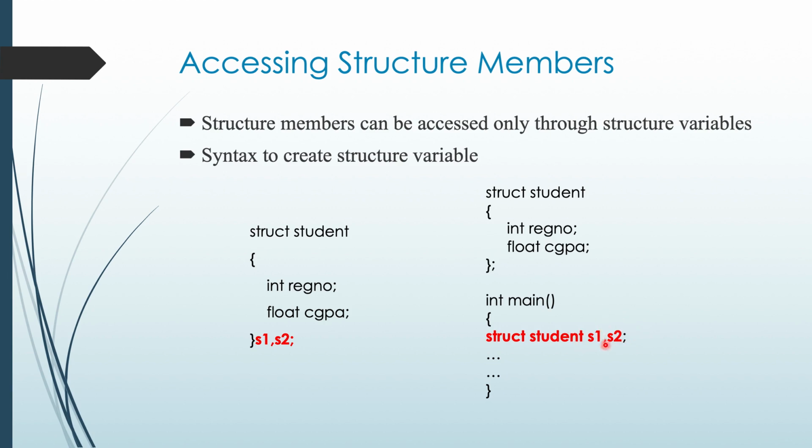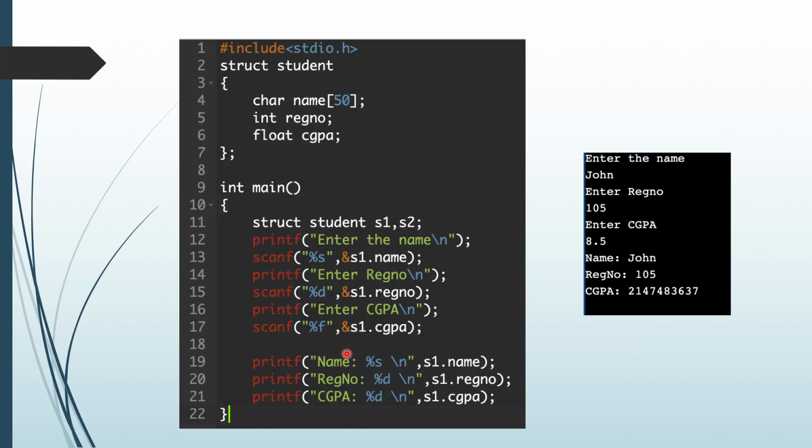Only through these variables can I access the members of the structure. So S1 is a structure variable. Through S1 I can access ration number, CGPA. Through S2 I can access ration number, CGPA. So it will create instances of the structure members. Let's see a program, then we will get more idea about the structure.